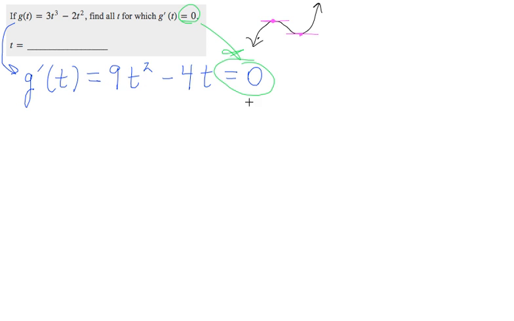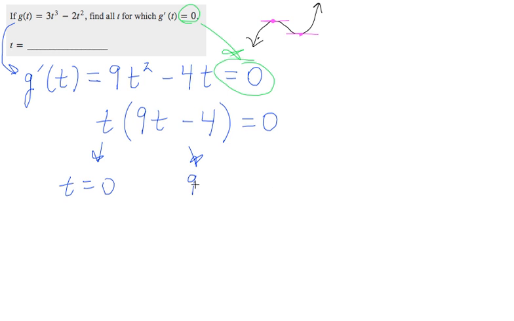Now to solve this equation, this is a quadratic equation. Luckily we actually don't have to use the quadratic formula because we can just factor t out from both terms. Easily factorable. We can't take anything out of the 9 and the 4, but that's okay. We take the t out, then we can set each factor equal to 0, so that gives us t equals 0 and 9t minus 4 equals 0.